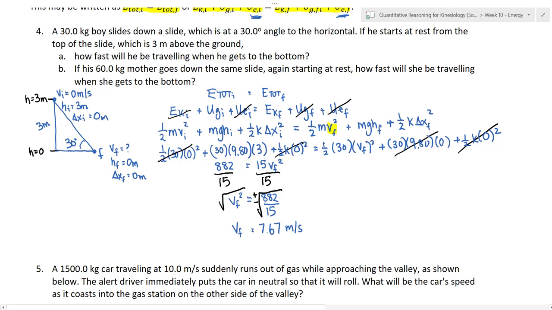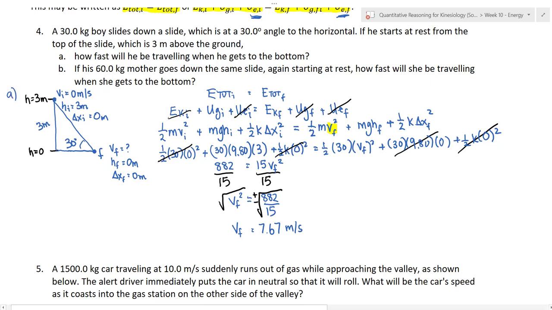So we're not looking for a direction. We're just asked for speed, which is a scalar value. No direction is needed, so I don't need to worry about the plus or the minus. I'll just give the positive answer. That's how fast he's moving. All right. So that was part A.